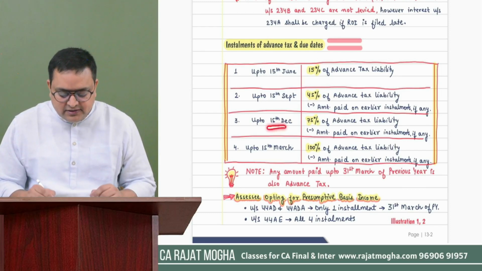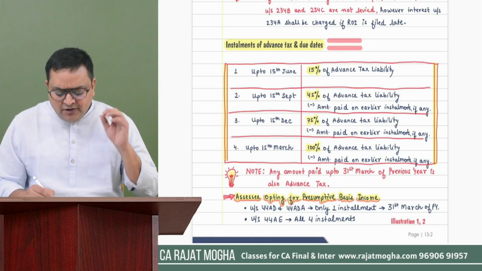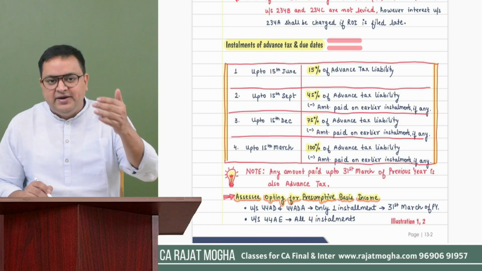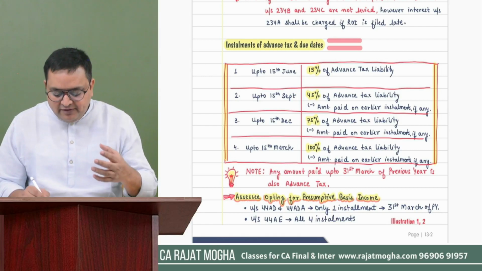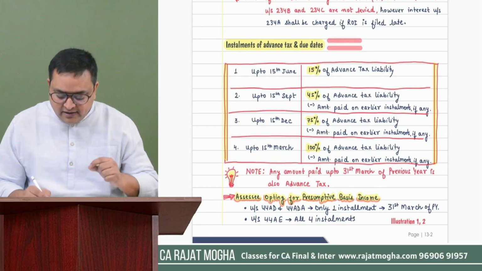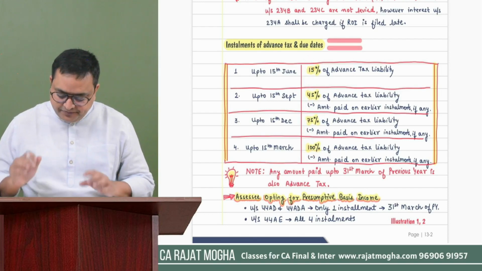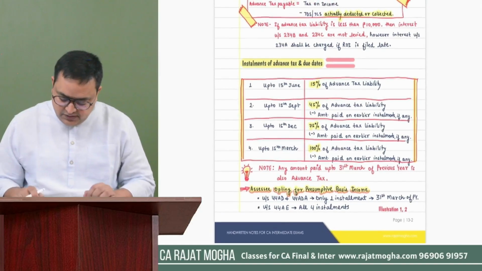Up to the third installment, 75%, and fourth installment, 100% of the advance tax liability should be deposited. Whatever you have paid earlier, you can minus that, and whatever is the remaining amount, you can deposit it here so that the total aggregate comes up to 100%. Getting it? Right? Okay.